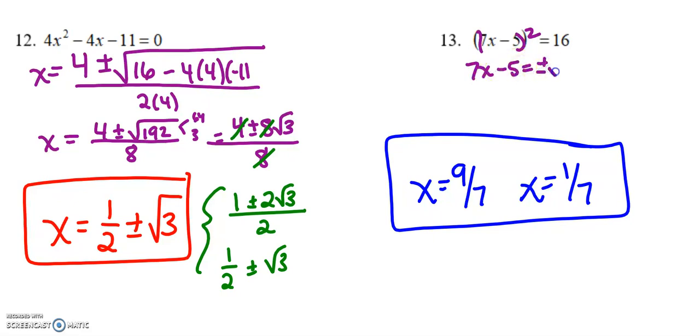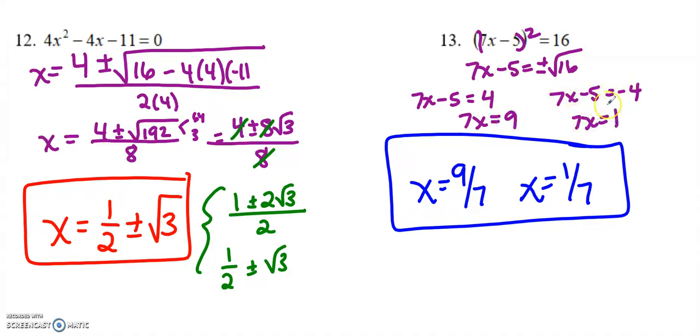So this will be plus or minus the square root of 16. Well, that means that I have 7x minus 5 equals 4, and I have 7x minus 5 is equal to negative 4. Adding 5 to the other side, I get 7x equals 9. Here I get 7x equals 1, and that's where my 1/7 and my 9/7 are coming from, respectively. Again, if you expanded that whole thing out and then subtracted the 16, you'll get to the same solution.